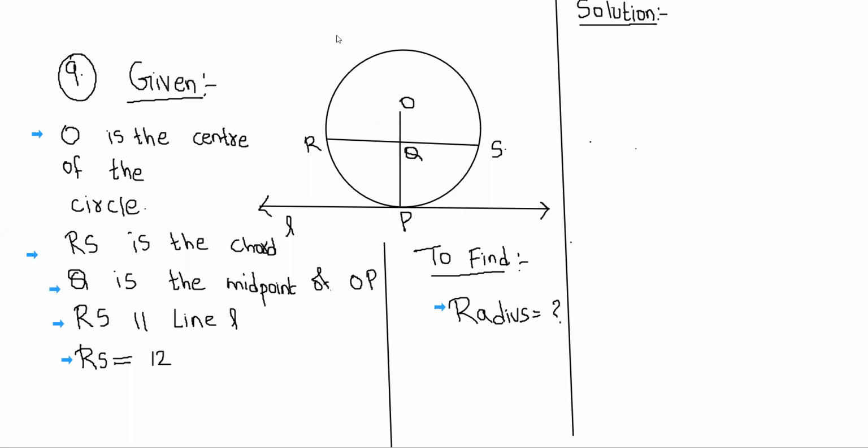So to solve this sum, we have to remember the thing which we have studied last year in the 9th standard. What did we study in 9th standard? A perpendicular drawn from the center to the chord bisects the chord. So here we need to prove that Q is the midpoint of RS because we know the measurement of RS. If we can show that Q is the midpoint of RS, then RQ will be 6 and QS will be 6, correct? Half of 12. What do we have to find? We have to find the radius.